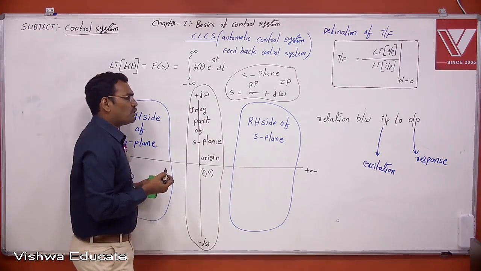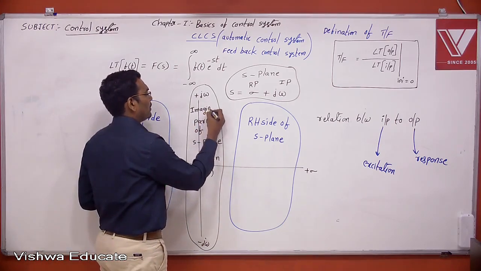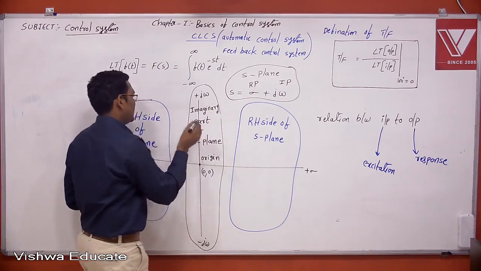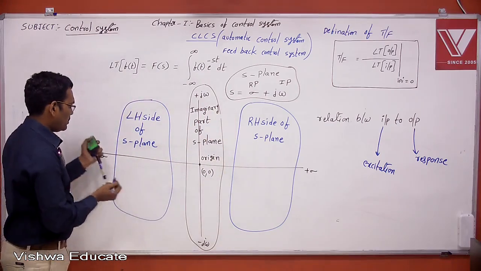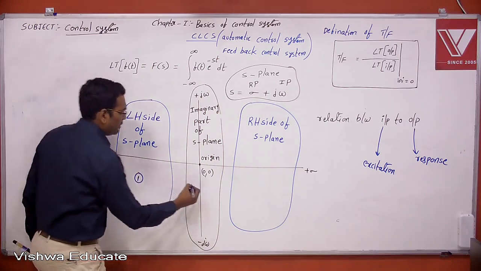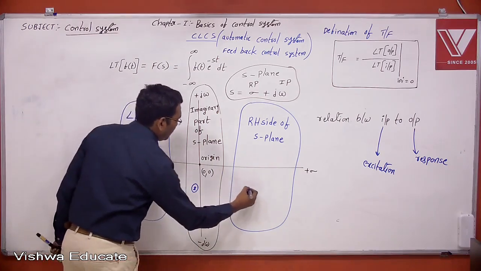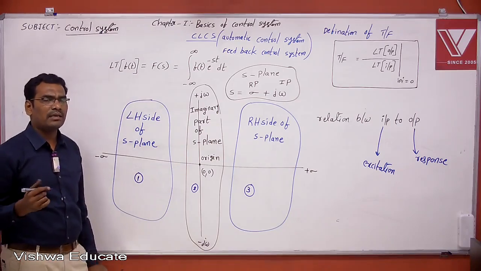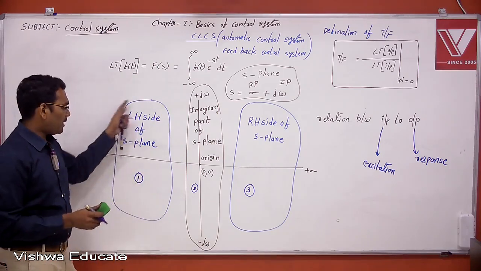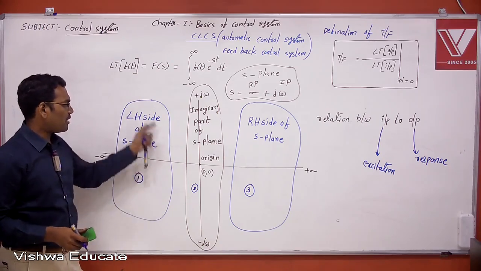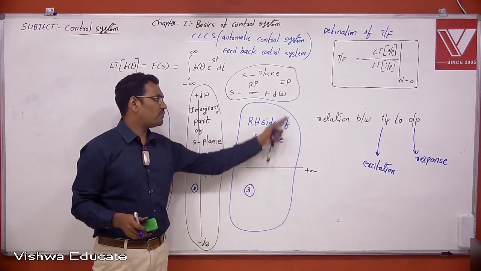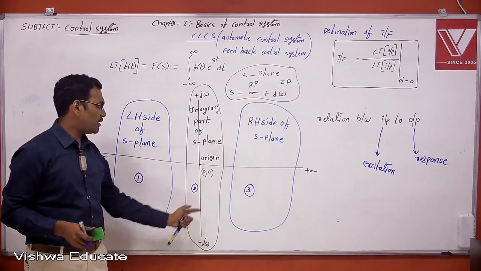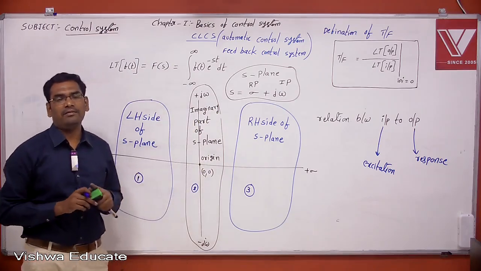So now the question is, sir, why did you divide this S-plane into three parts? The left hand side, the imaginary part, and the right hand side, so that we can easily understand. There is an importance to the left hand side of the S-plane, there is an importance to the right hand side of the S-plane, and there is an importance to the imaginary part of the S-plane.